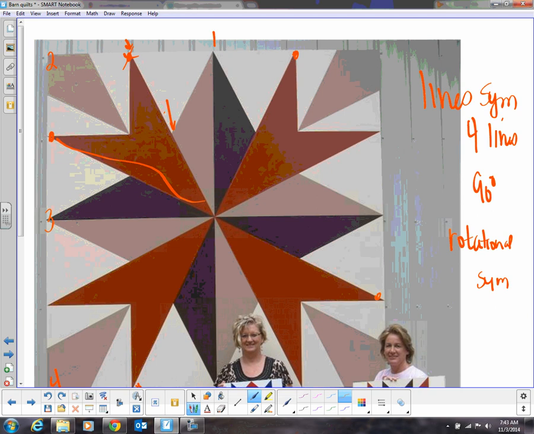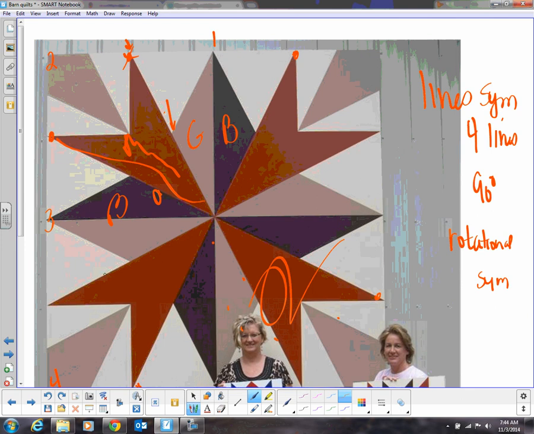Does it have line symmetry? Do you agree the red pieces do? But if you were to fold on this line here, do you agree black falls on gray? So that was ruined. If we fold on this line, gray falls on black. So that's no longer. So we don't have the line symmetry.